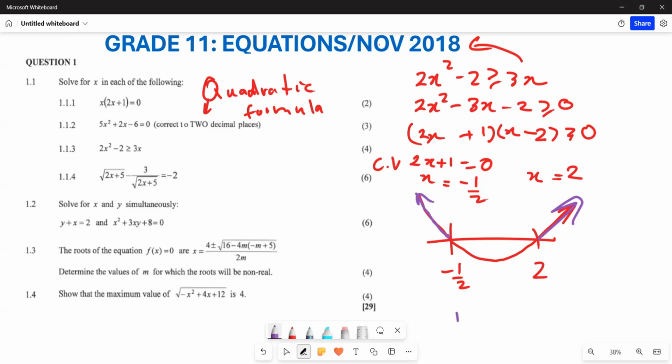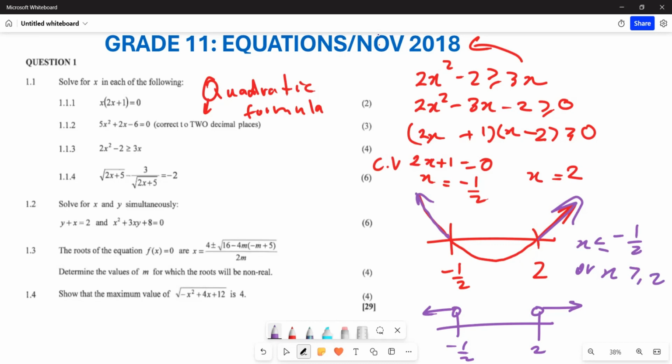But if you do not want to do it like this, you can still do it as -1/2 and 2. This is going to be your closed circle where this one is going in this direction, going into those directions. And the solution for your x is going to be x ≤ -1/2, or x ≥ 2. How to get?